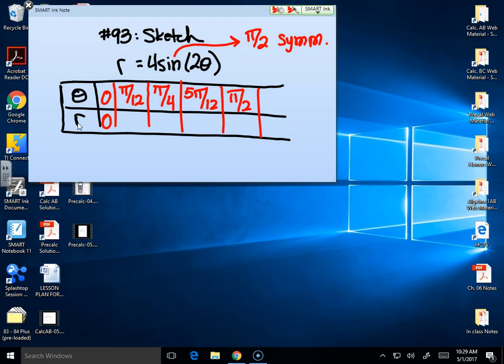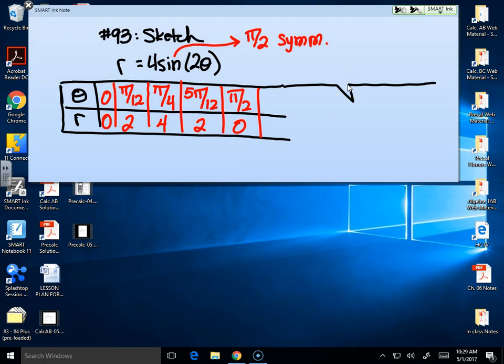Pi over 12 is sine of pi over 6. That's 1/2. 1/2 times 4 is 2. Sine of pi over 4 times 2 is pi over 2. Sine of pi over 2 is 1, times 4 is 4. 5 pi over 12, 5 pi over 6 is 1/2, that's 2. And then 2 times pi over 2 is pi. Sine of pi is 0. Okay. But what we haven't gotten to, sadly, is where sine is negative.